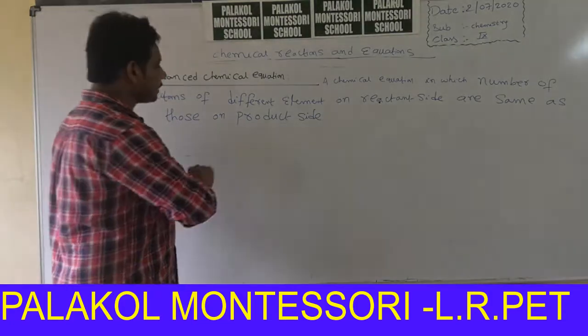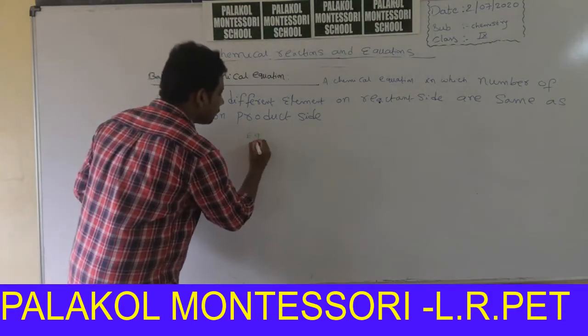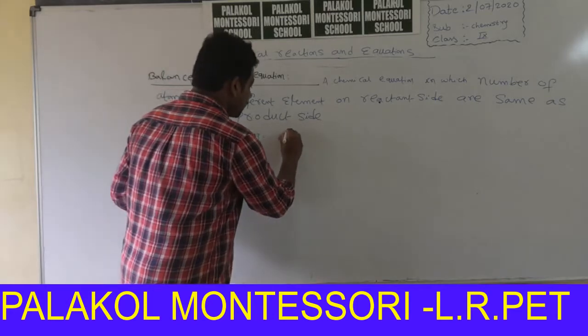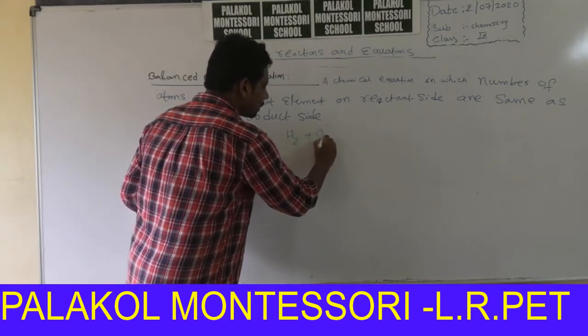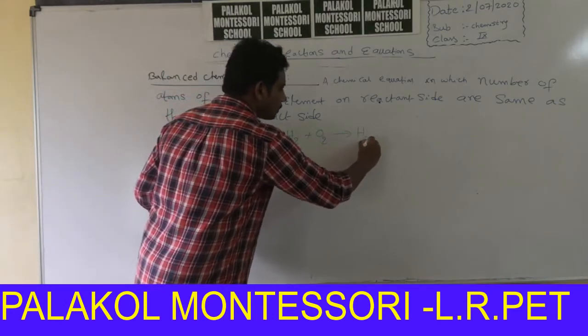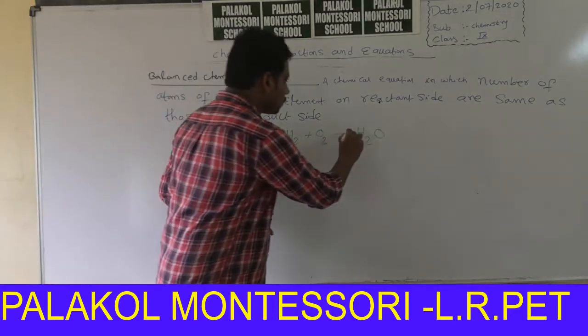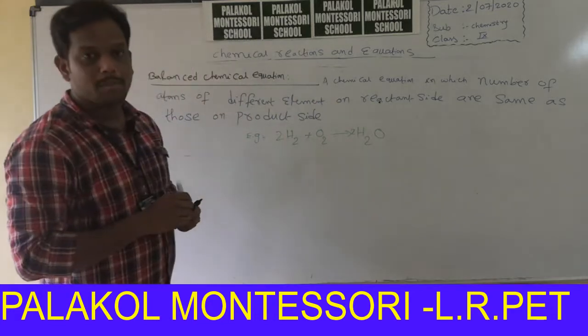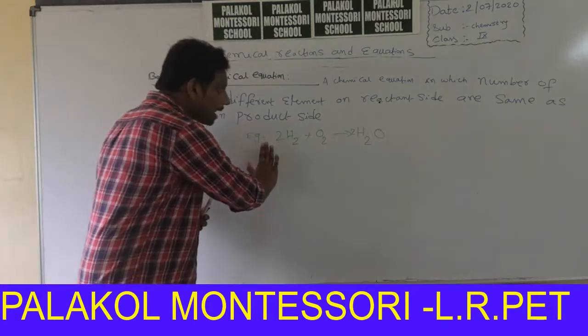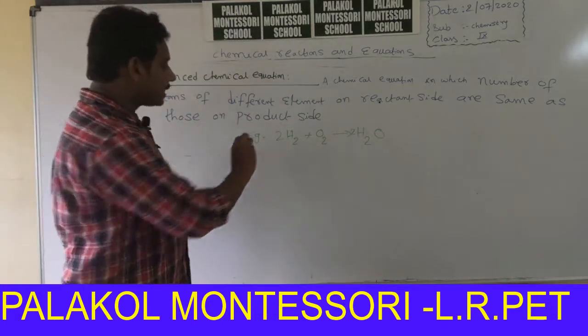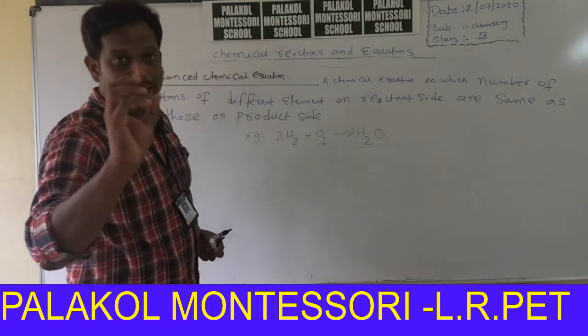Simply, I will explain with one example. Say for example H2 plus O2, which gives H2O. See, okay, 2H2 plus O2 which gives 2H2O. This is an example. Is this equation balanced or not? Now I test this particular equation whether it is balanced or not.